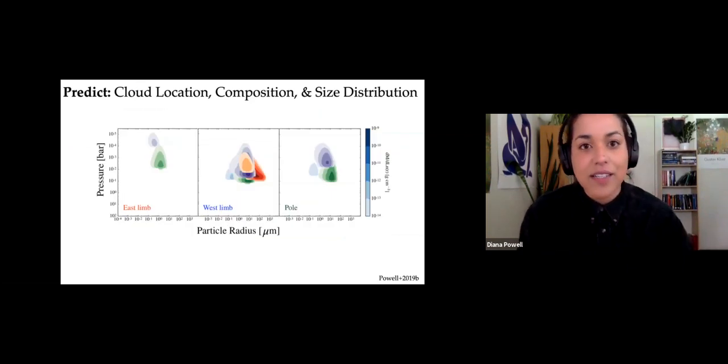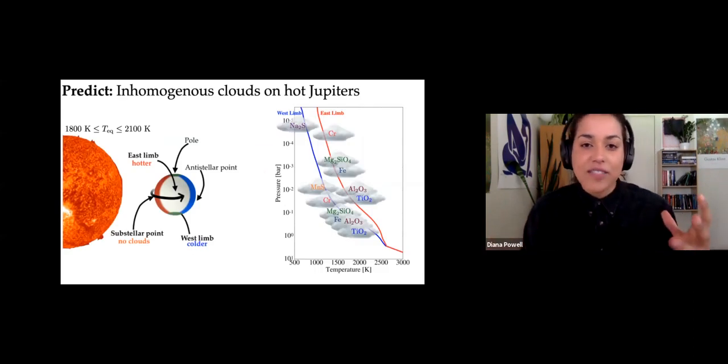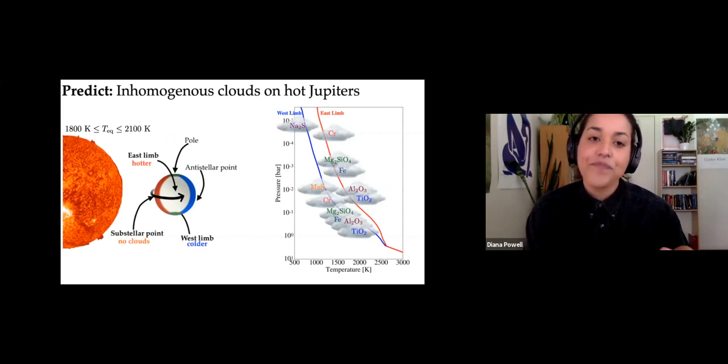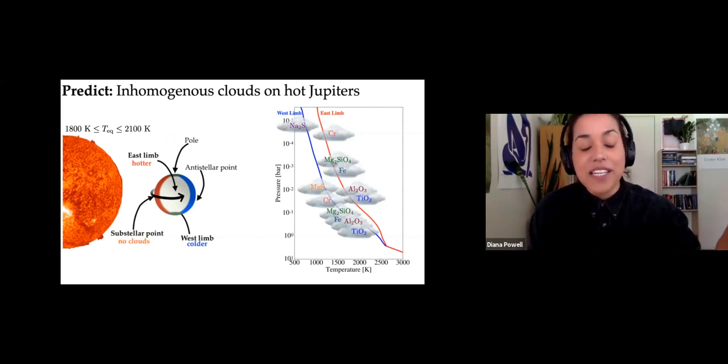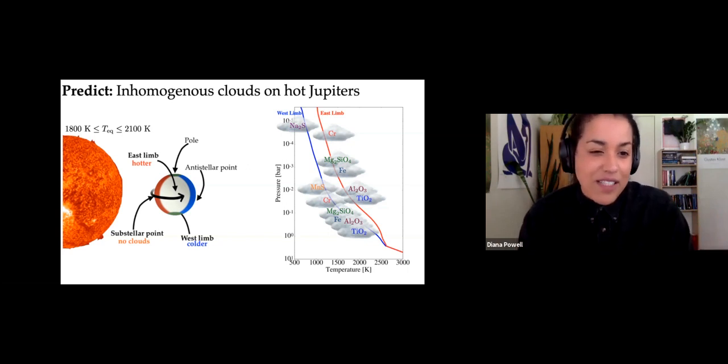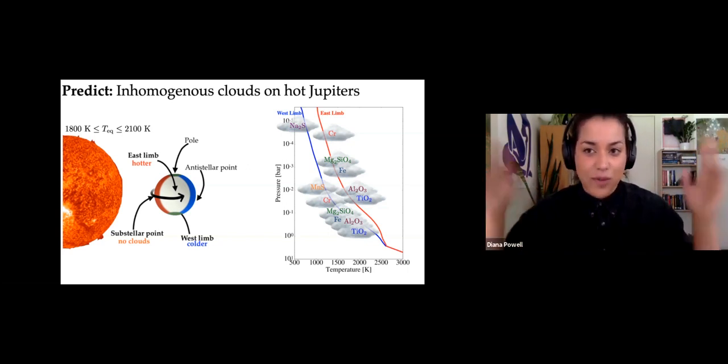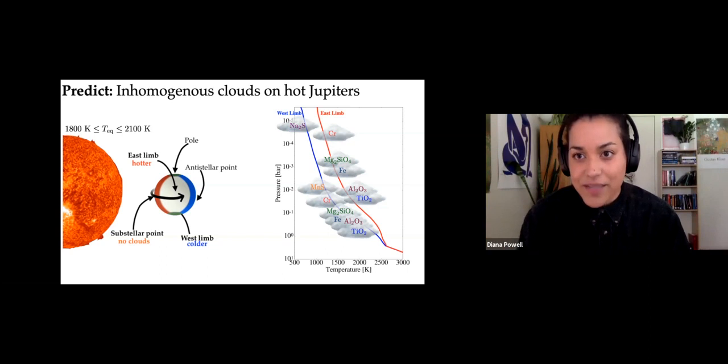And so what I've done here to get these results is to look at a particular case where we think the day side's so hot that you can't transport clouds that way. But your east limb and your west limb, even though your east limb's hot, you should form clouds. Your west limb, you'll form clouds. And so this is maybe the case that we'd expect to have the most dramatic and homogeneous atmosphere.